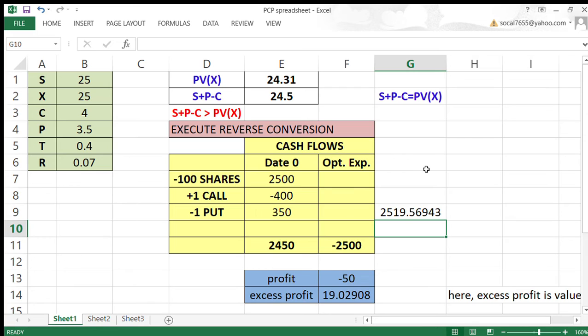But again, how do good markets work? Well, here we're going long the call and short the put, so we're bidding up the price of the call to something higher than 4 and bidding down the price of the put to something less than 350, and eventually the S plus P minus C is going to sell at 24.31, so that we will again have put-call parity restored. Put-call parity is an equilibrium condition.